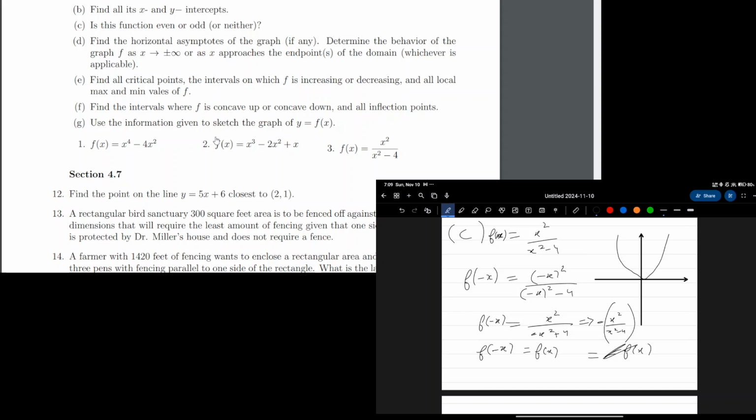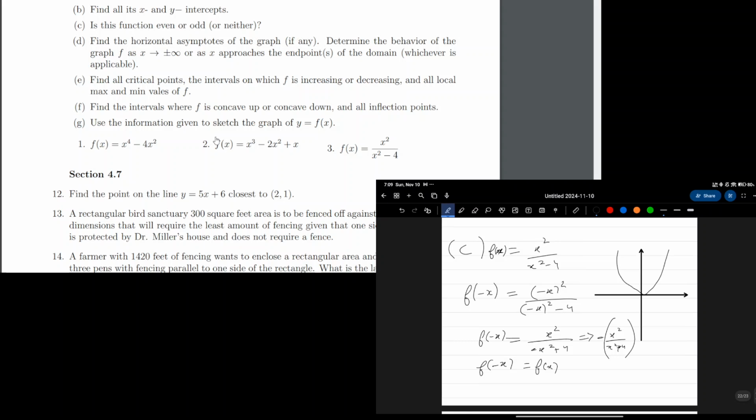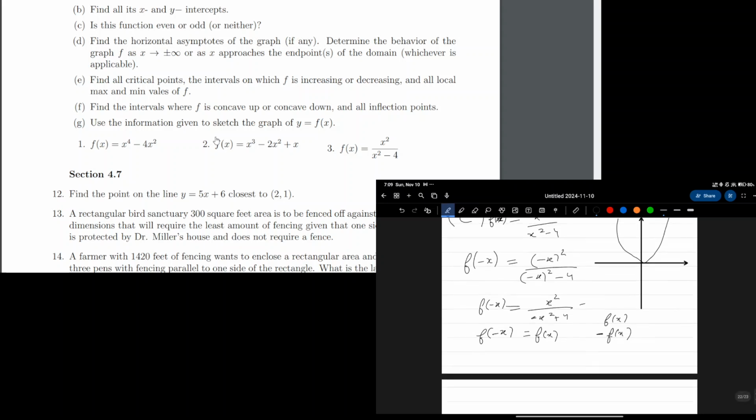And let's say we had something like f of x, if we had x squared over x squared plus 4 and a negative is outside, it doesn't look really like anything we started with. This is neither even nor odd. So even stays f of x, odd multiplies negative f of x. Neither odd, none of those cases.